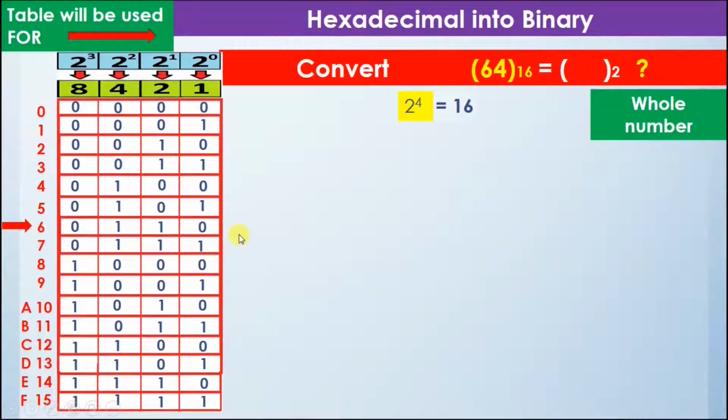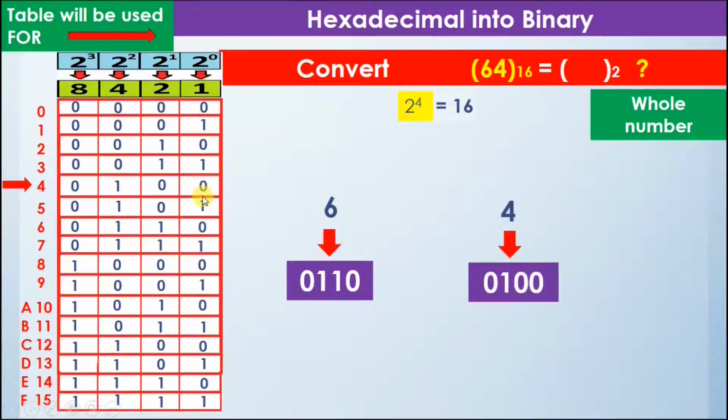So we write 6 as 0110. Next we have the digit 4. So we will find the value of the digit 4 in the table. So where is the digit 4 in the table? Here is the digit 4 in the table. And the binary value of 4 is 0100. So we can write 4 as 0100.